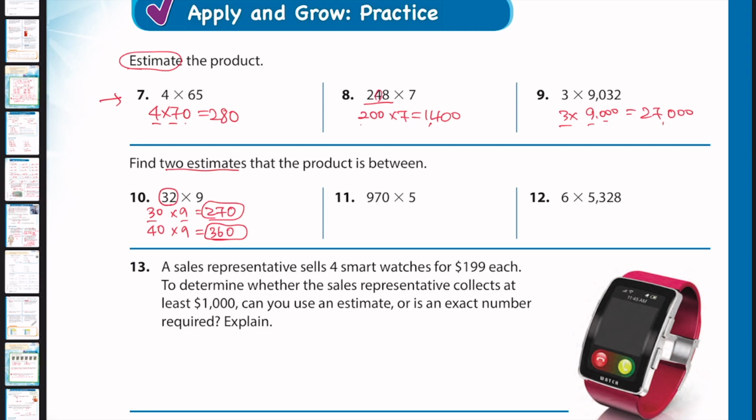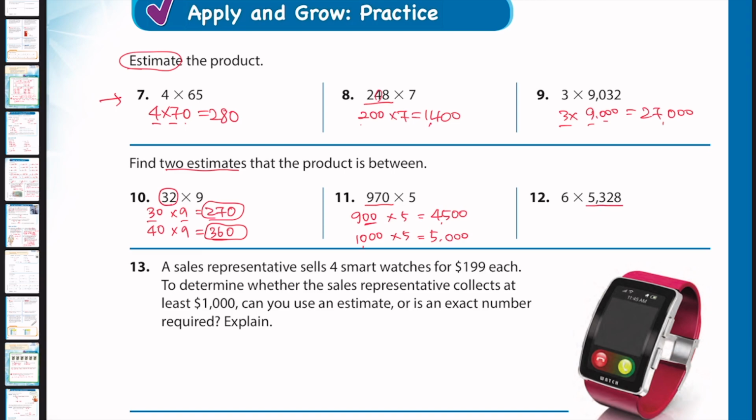Got it? Okay, let's move on to number 11. This number is in between where? 900 to 1000, times 5. What is 9 times 5? Yes, 45. And how many zeros? Two more zeros. Okay, 1000 times 5 is easier. 5000, right?